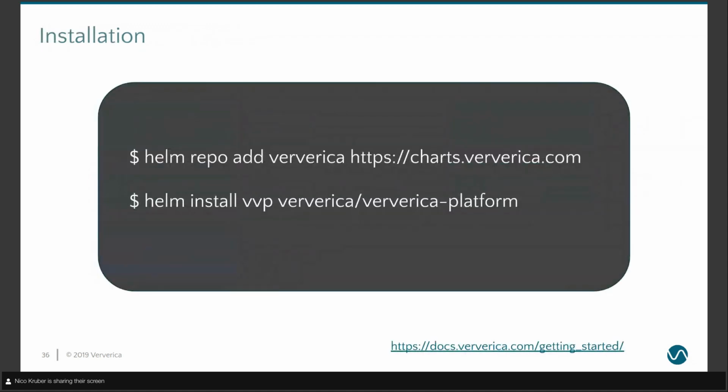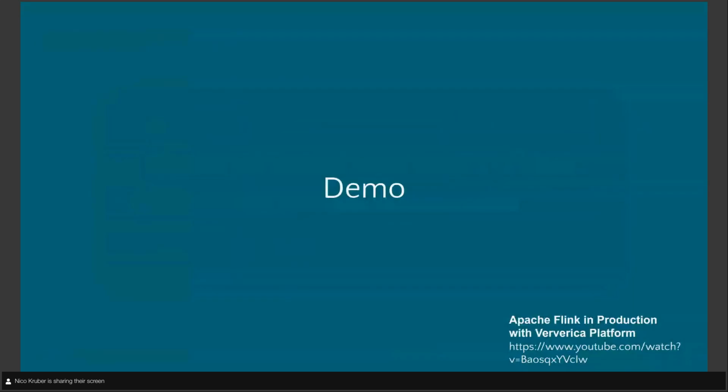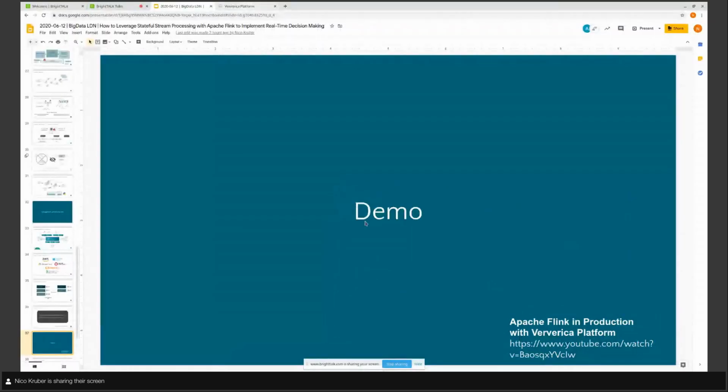If you want to get this installed, it's really easy. You just add our Helm repository and then maybe write some configuration changes and just Helm install. The full thing, how to get started, is on our website. And you can also find a full-length video on the demo that I'm now sharing in a second on YouTube, which a colleague of mine presented during Flink Forward. So let's have a look.